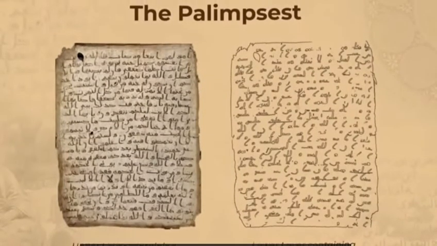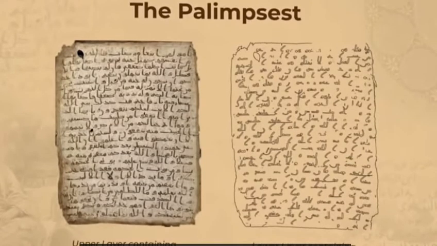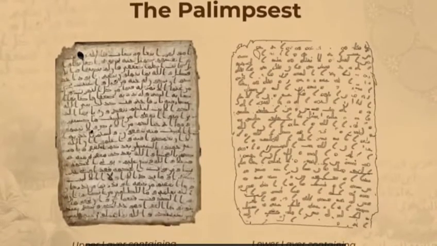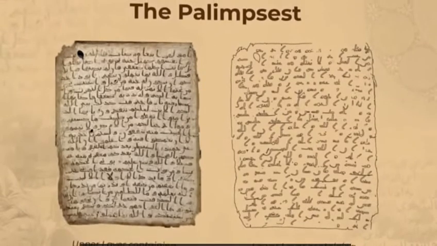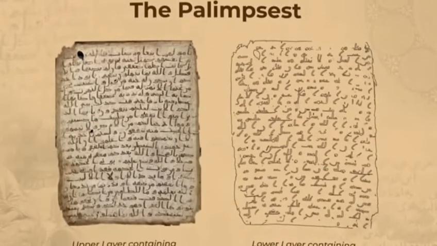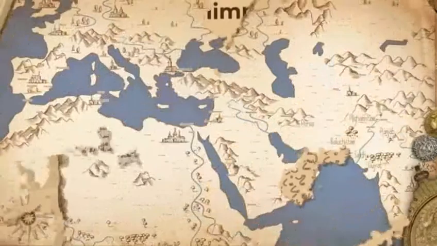With different scans, scholars were able to put together the lower text and discover that it wasn't the version of the Quran that we have today. It's a different one. The upper layer, though, which was written after, is the standard Quran that we have today. So, are there different versions of the Quran?